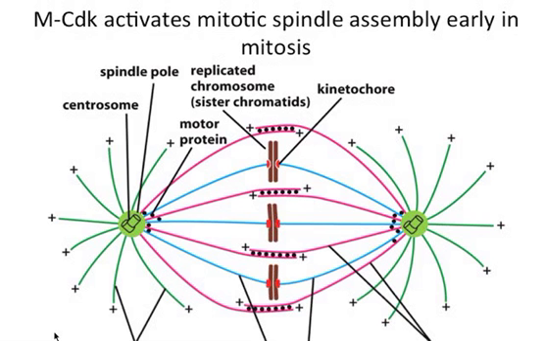Anyways, I digress. MCDK activates mitotic spindle assembly. How do you think this is happening? What do you think MCDK is actually doing? It needs to phosphorylate something. And you know you need microtubules and you need motor proteins. What do you think might be phosphorylated that's involved in mitotic spindle assembly?